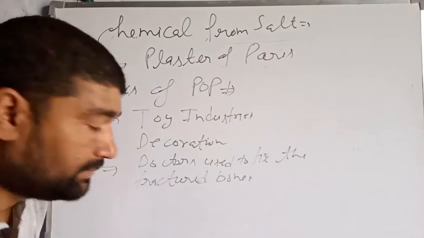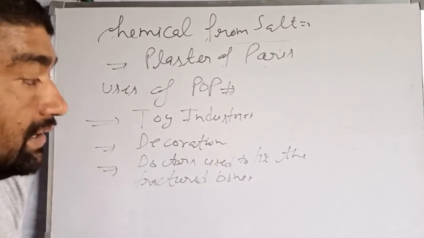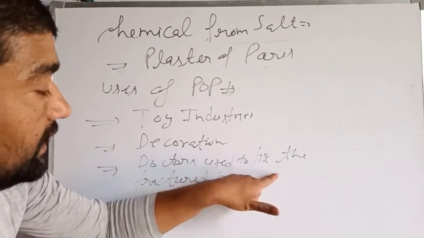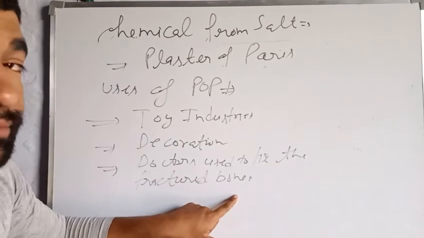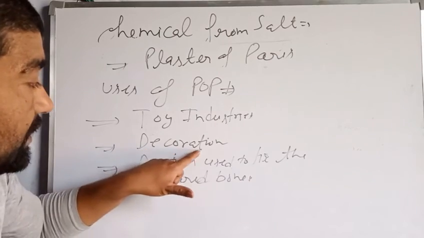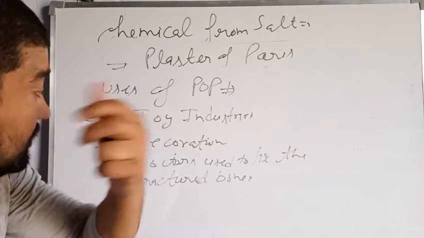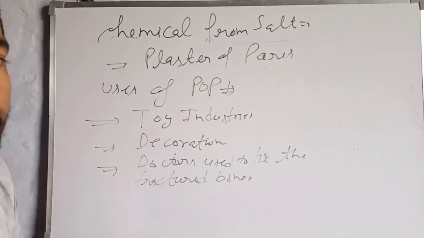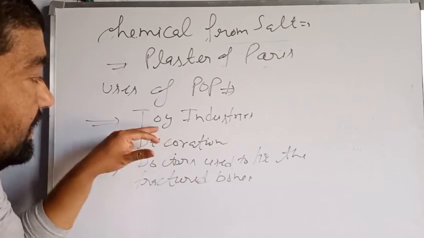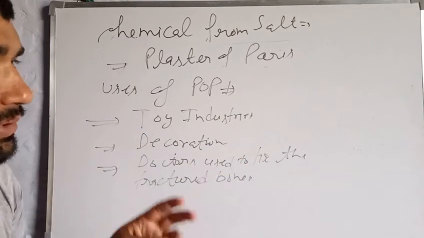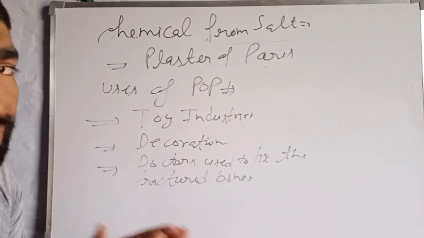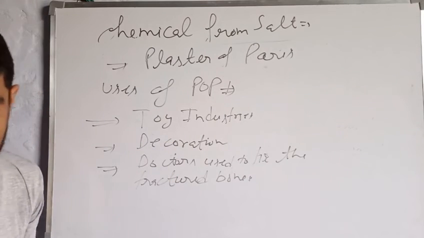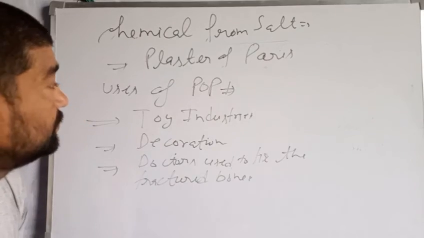Fine. I'm sure if you are not able to see that, at least you can hear that. So this point is that doctors use it to fix fractured bones. And in decoration, you must have seen on TV that we use POP to make the roof more attractive and better designed. In the toy industry, we can use it to fix broken toys. With the help of this, we can settle them. We can fix them. So this was about the use of POP.